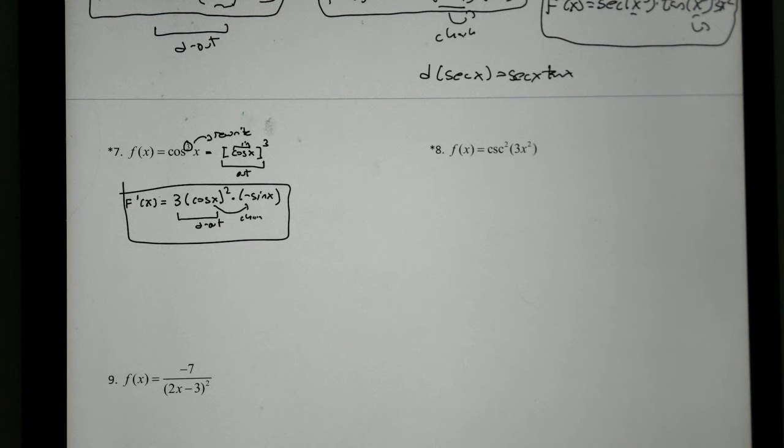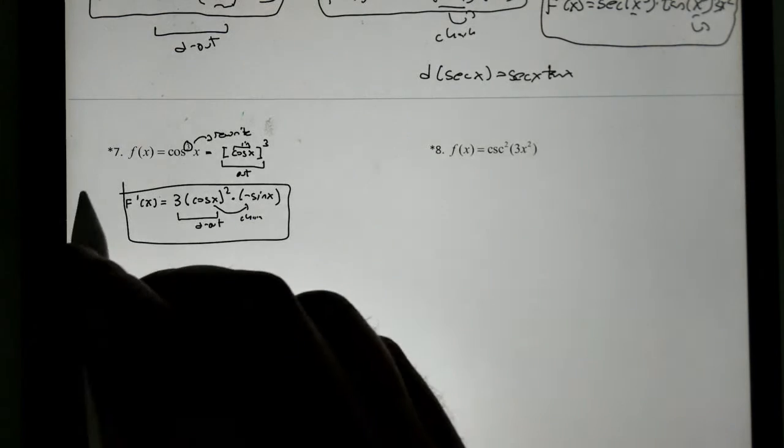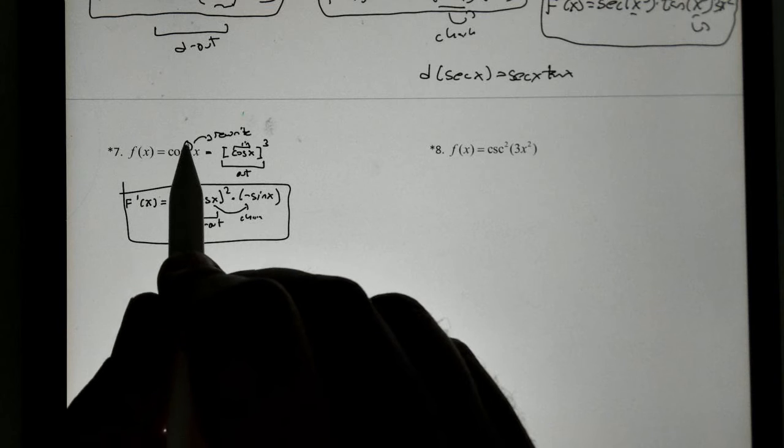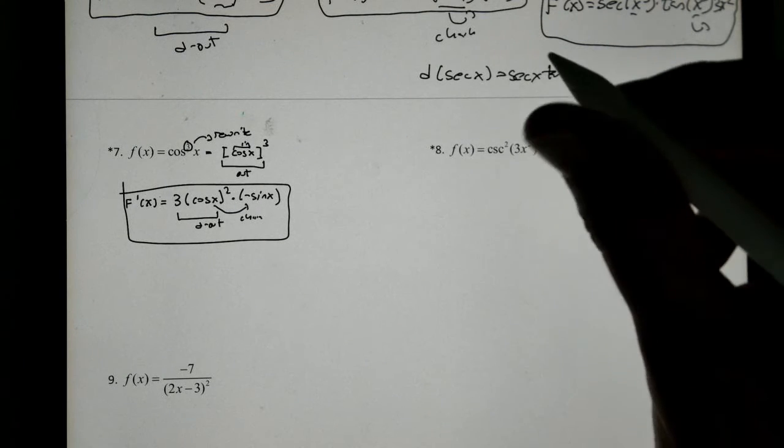Hi, welcome back. As I promised, we're going to be taking a look at some more examples with chain rule. So let's go and take a look at number 8. Now number 8 looks like number 7. We have this weird power on the inside here, and that's what we have here. We have this cosecant squared.